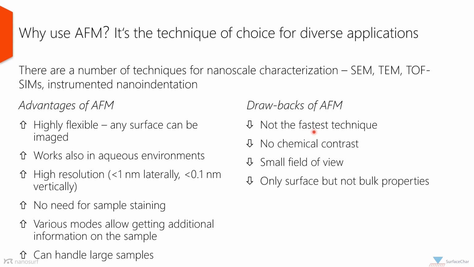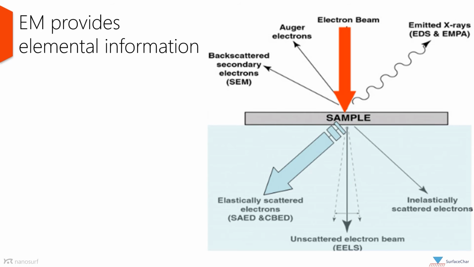There's also a few drawbacks. One of them is that AFM is not the fastest technique. We don't have a chemical contrast. We typically have a small field of view. And we get surface properties, but not bulk properties. Let's quickly address some of the techniques I mentioned before.